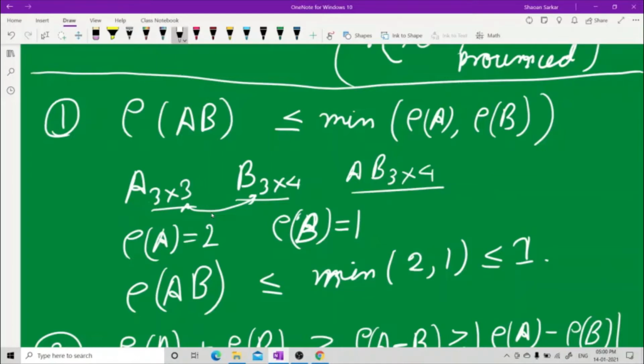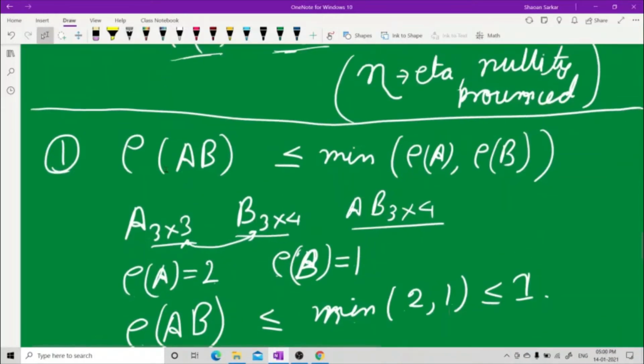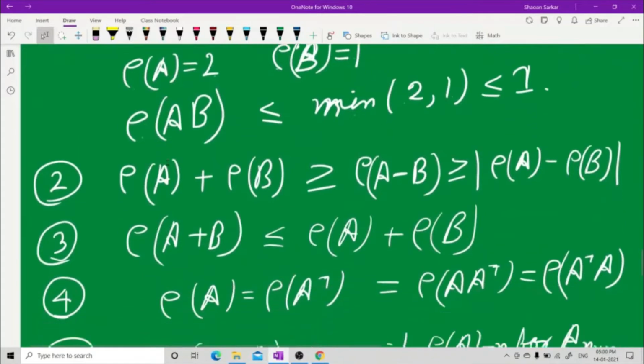Now the rank of A is 2, suppose, and the rank of B is 1. The rank of AB would be the minimum of 2 and 1, that is, it will be less than or equal to 1. And it will be 0 only if AB is 0, otherwise it will be 1.